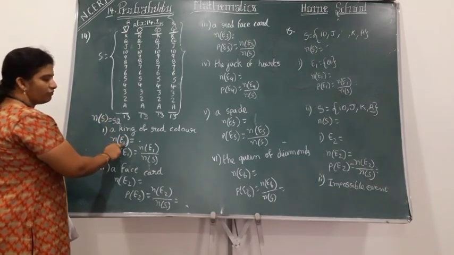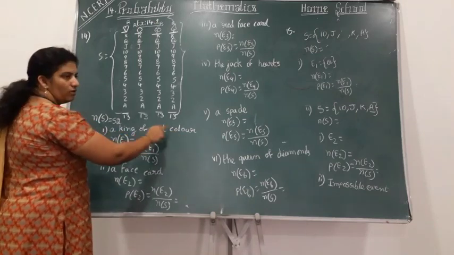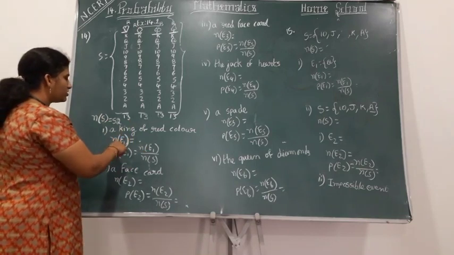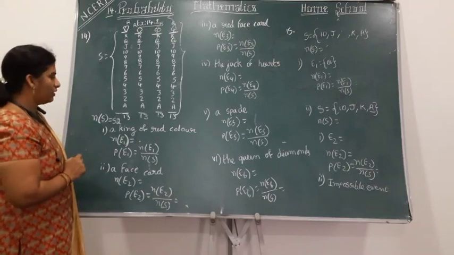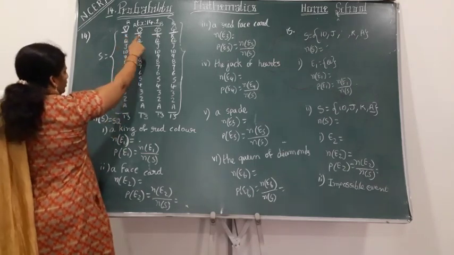So number of E1. What is a king of red color? What is my question here? King of red color. So n of E1 is equal to king of red color. How many red color kings are there? 2.